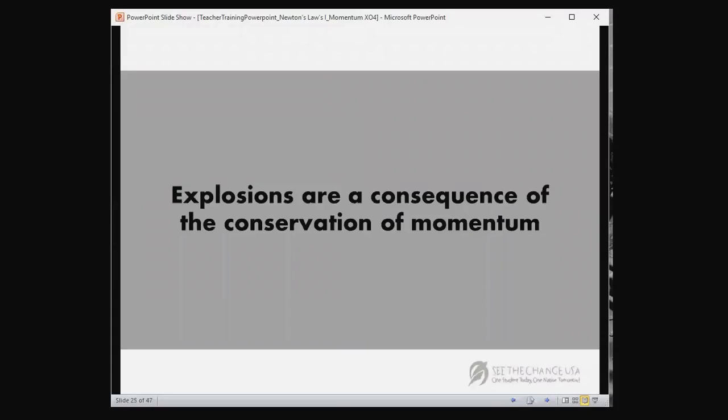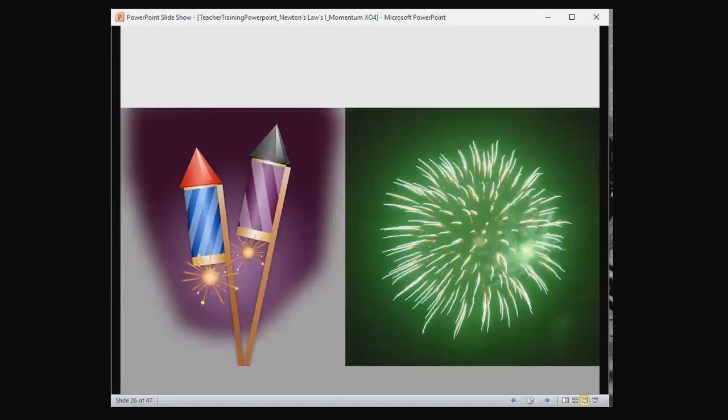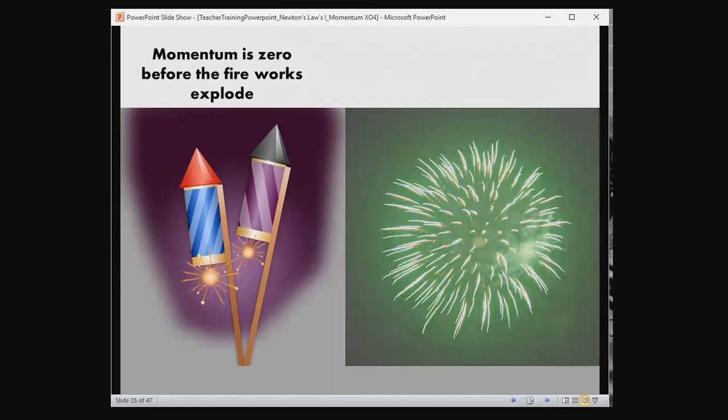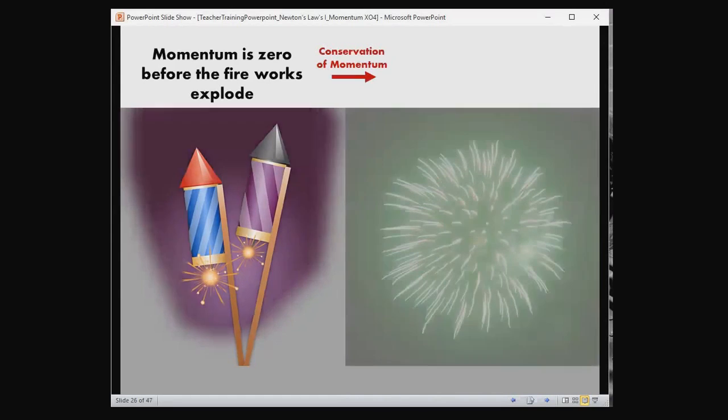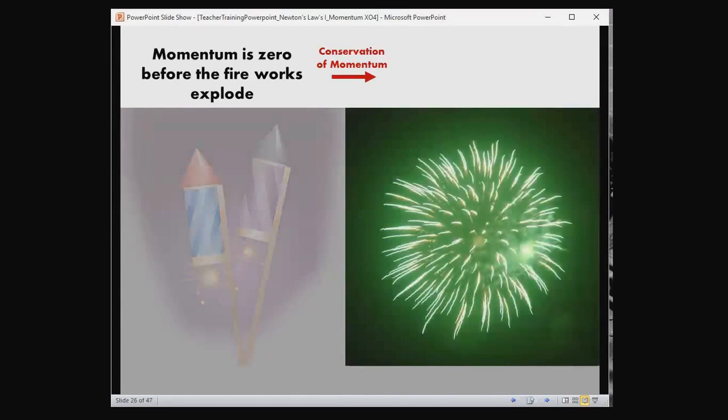Explosions are a consequence of the conservation of momentum. So this is really interesting. Take a look at these situations. You have these fireworks, and if we ignore these little sparkling ends, these two fireworks, they're not moving, so nothing's moving. So we can say the momentum is 0. And strangely, by the conservation of momentum, all of these particles need to give a total momentum of 0.